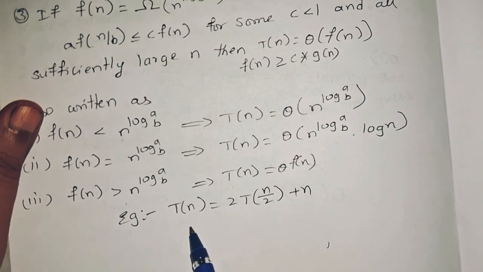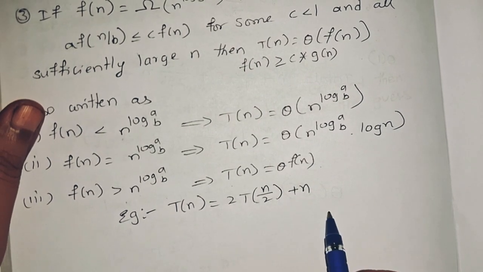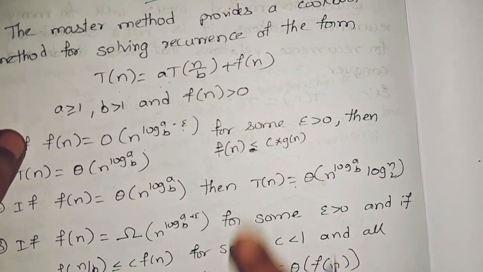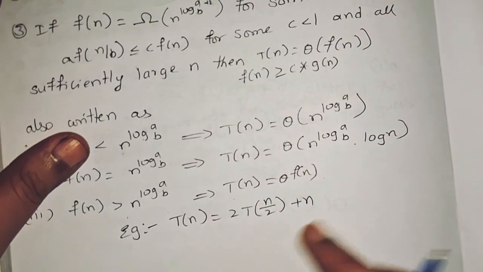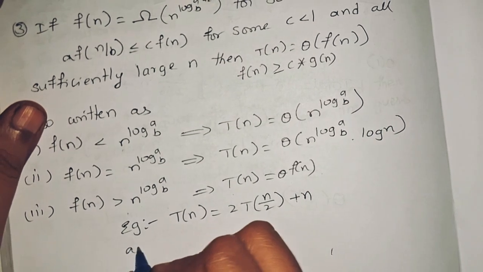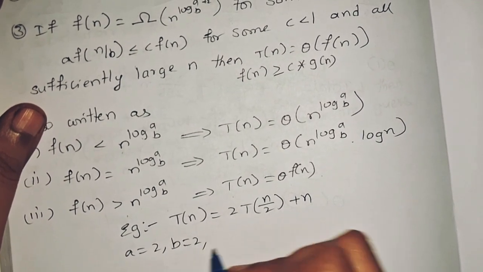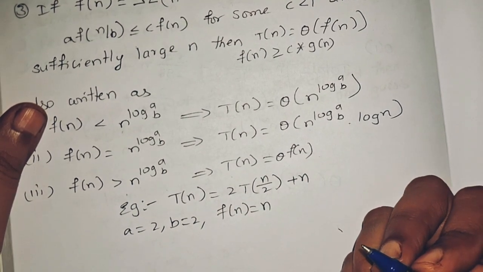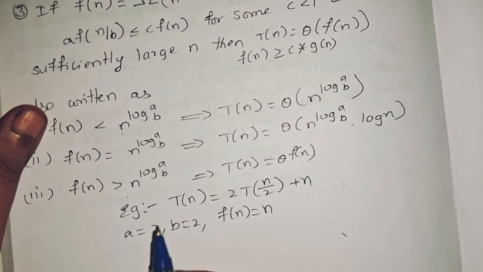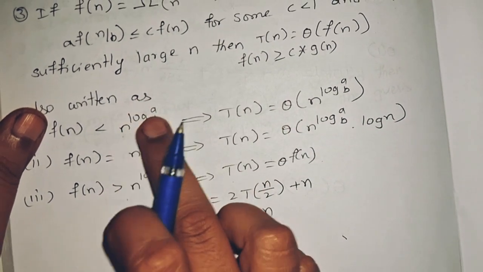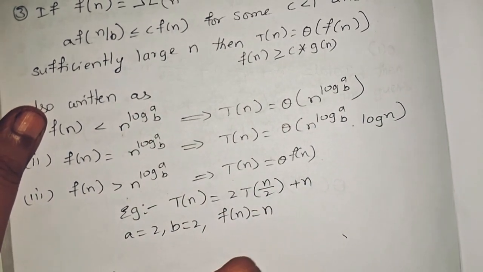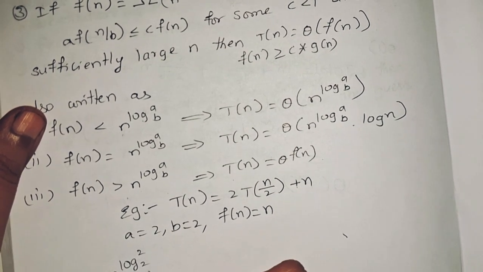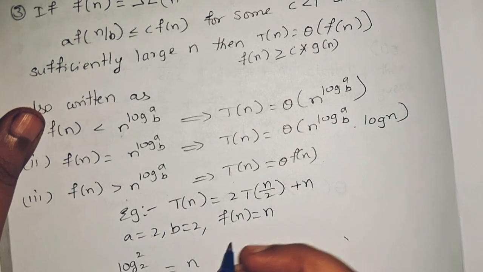So given the recurrence relation, T of n equals 2 into T of n by 2 plus n. So based on the given formula, a equals 2 and b equals 2, and f of n equals n, right? So first of all, we need to find n power log a base b. So here, n power log a base b, we need to find this one. So a is 2, b is 2. So log 2 base 2 is 1, that equals n.